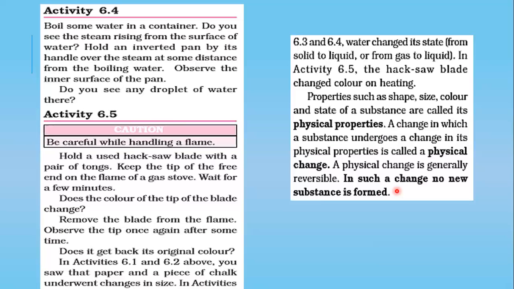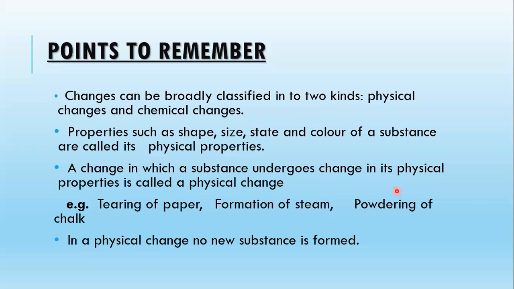Now, in the next slide, I am going to show the important points you have to remember from the topic I explained. They are: changes can be broadly classified into two kinds, physical changes and chemical changes. Second point, properties such as shape, size, state, and the color of a substance are called its physical properties. Next, a change in which a substance undergoes change in its physical properties is called a physical change.